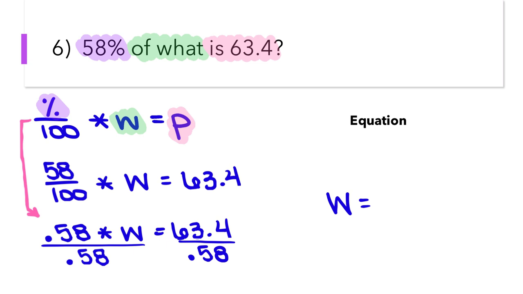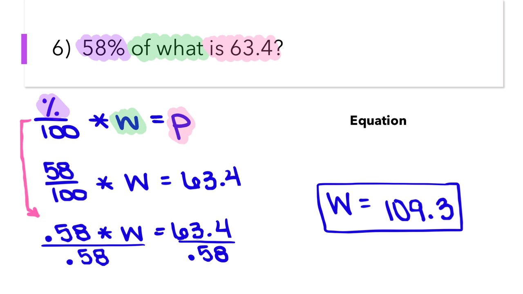Black? 109.3. Very good. Jonah's lost. I got it wrong. Jonah's in the lost and found.